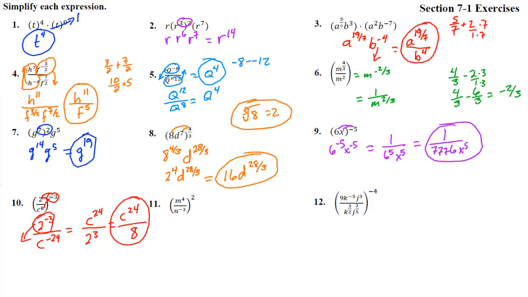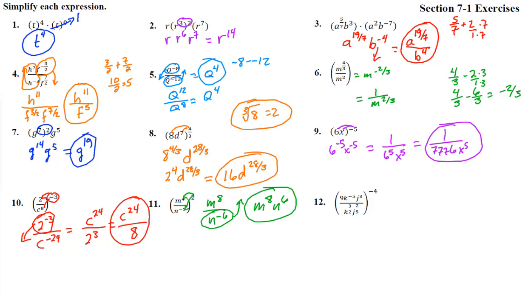Okay, great. Next one. Number 11. Apply this power 2 to both of these, and we get m to the 8th over n to the -6th. Again, power to a power multiplies them, and then this negative exponent moves up to the top. So we have an m to the 8th, n to the 6th, and that's it. That's as simplified as that one can get.